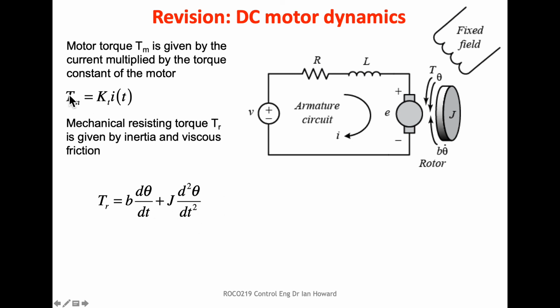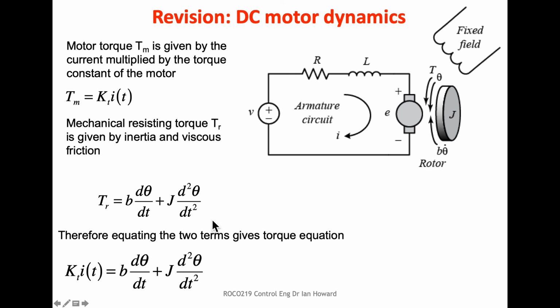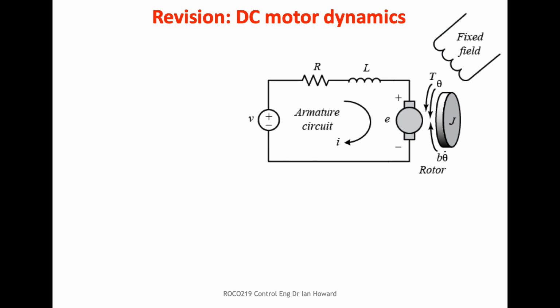So this is j times angular acceleration. And this torque generated by current passing through the coil in the magnetic field has got to balance the torque of resistance from the viscosity and also from the moment of inertia. So we get those two terms on the equation.